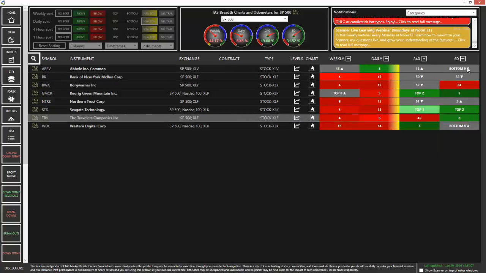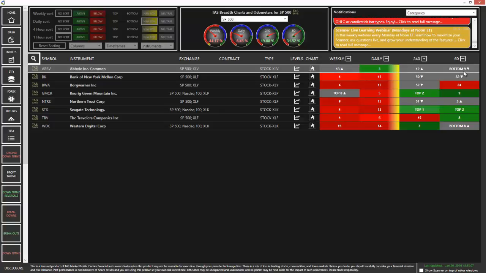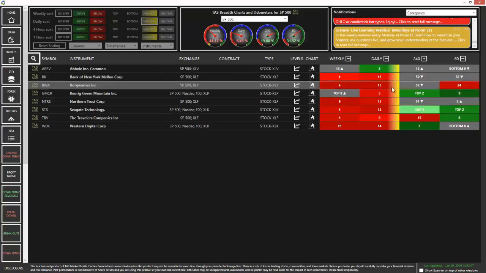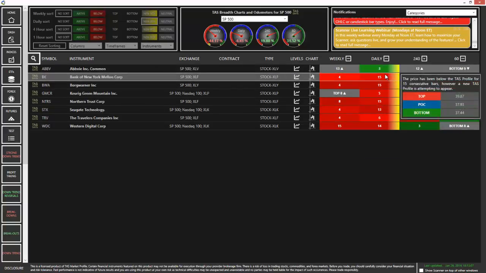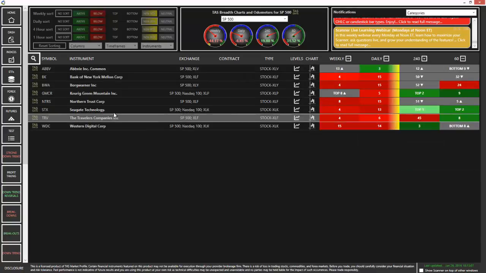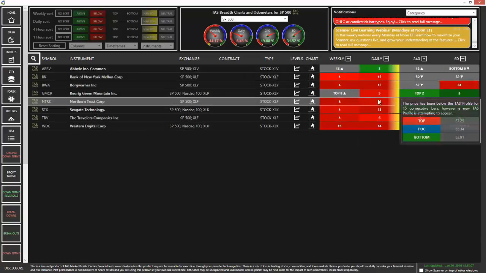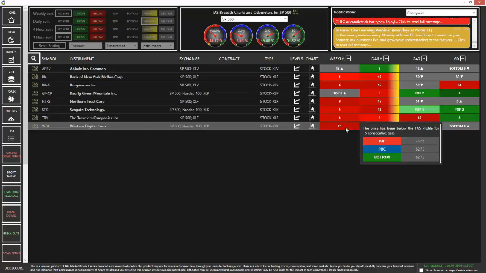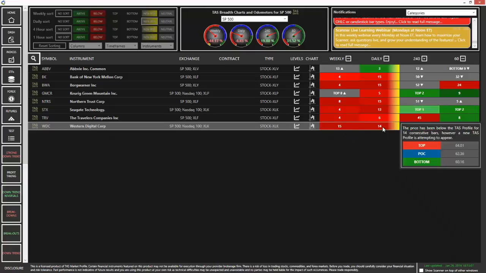Are you going to focus on 60-minute gyrations, or are you going to look at your wheelhouse, possibly if you're an intermediate trader, and look at the dailies exclusively? Well, if we look at this, let's just look at Western Digital, WDC. 15 weeks below profiles, we've got 14 weeks below dailies, but we've got a new profile attempting to appear.